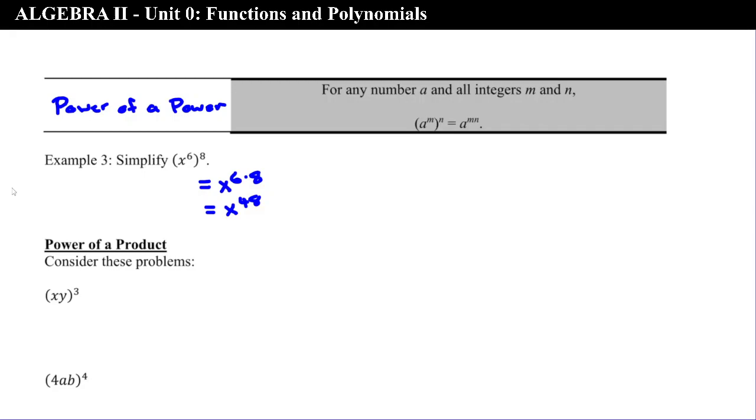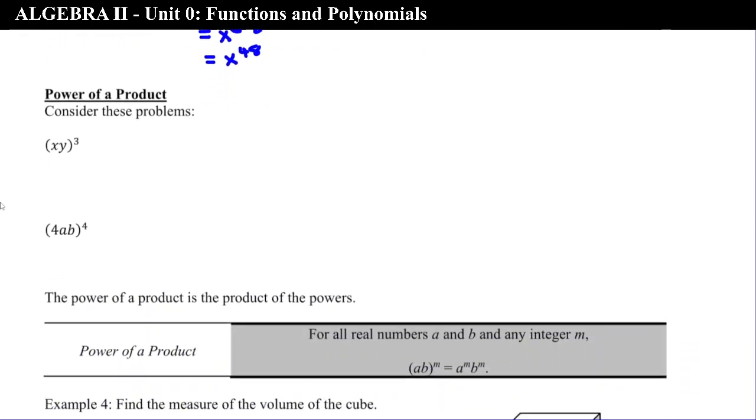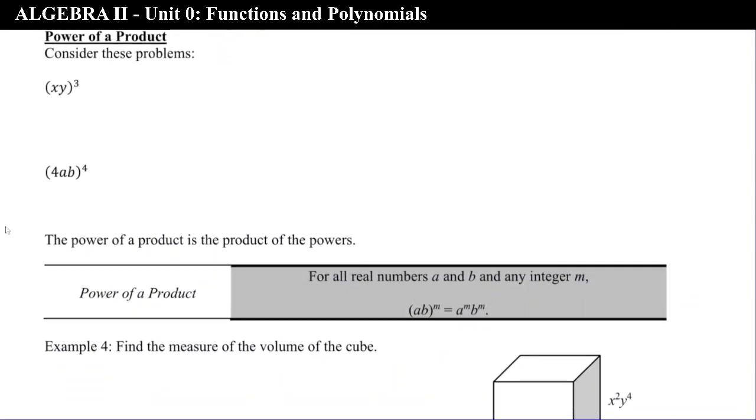All right, now let's talk about power of a product. This is the last rule that we're going to be looking at involving multiplication. Okay, so let's consider these problems. We've got xy all to the third. Well, we can rewrite that as xy times xy times xy.